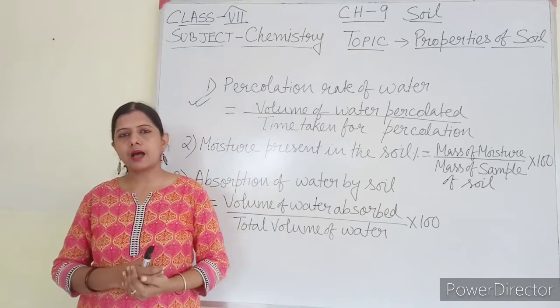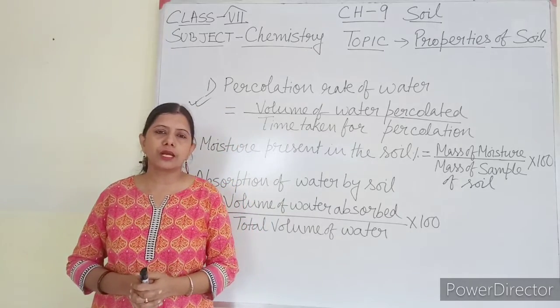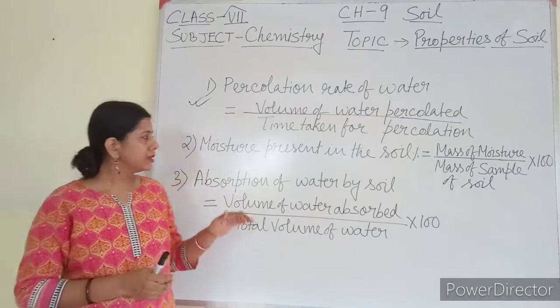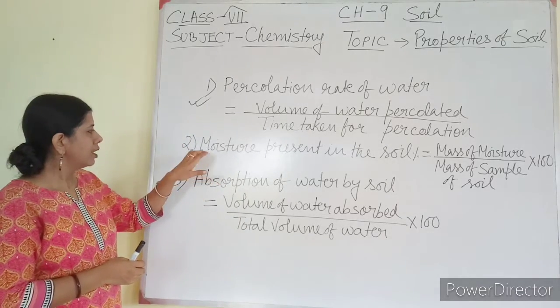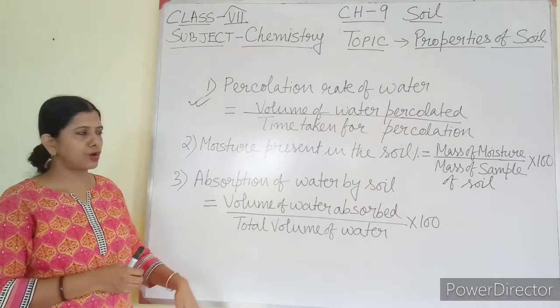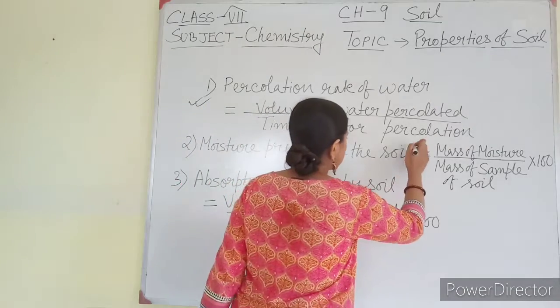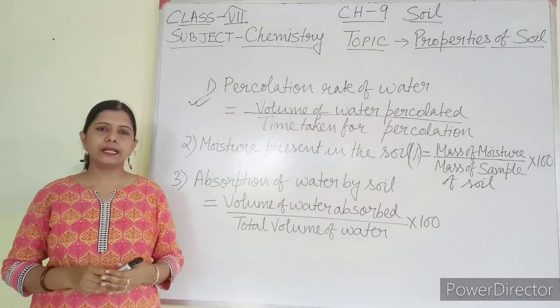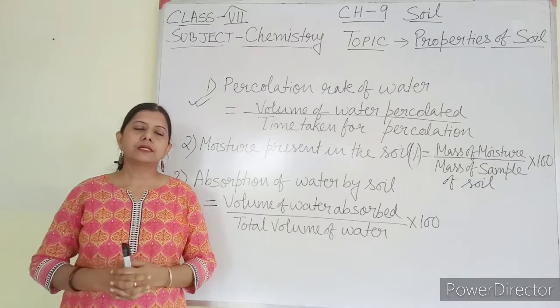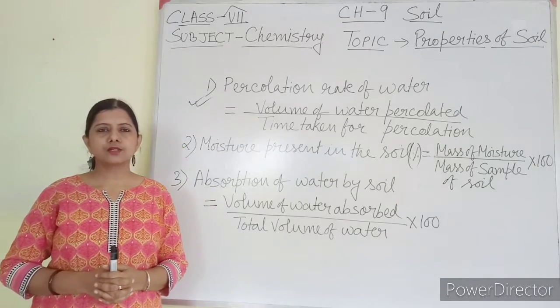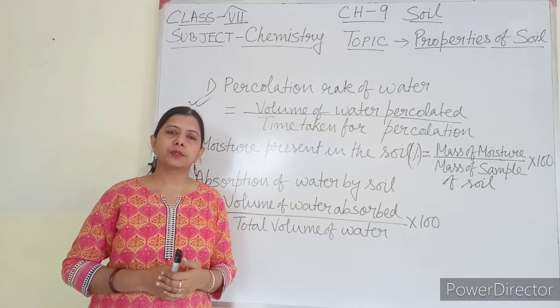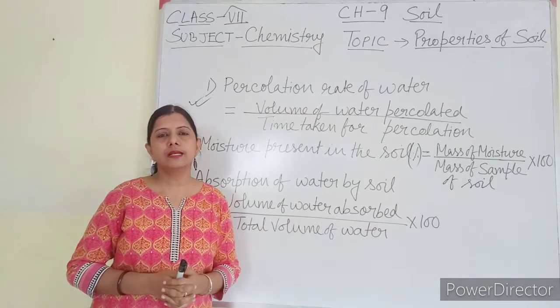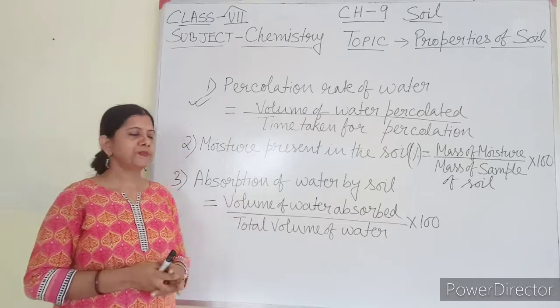So you will get the answer in maths. You know how to calculate the percentage. So in this way you are able to find out the moisture present in the soil in terms of its percentage. Okay, so this is the second property. If I know the percentage of moisture present in the soil, I can compare the other properties also, and different soil will give you different answers also.